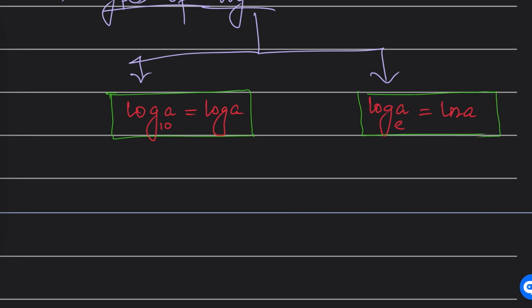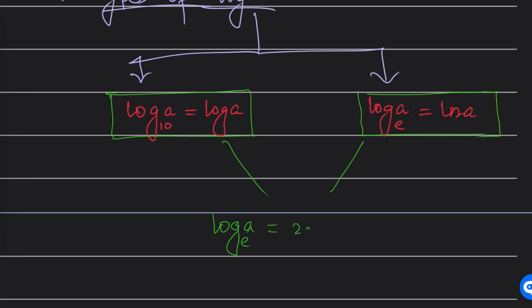Sir, if a value is written as ln A, it means its base is e. It's by default, sir, right? So now how to convert from one to another? If you have a number log of, let's say, A to the base e, you want it in terms of base 10. So can we write it in terms of base 10?